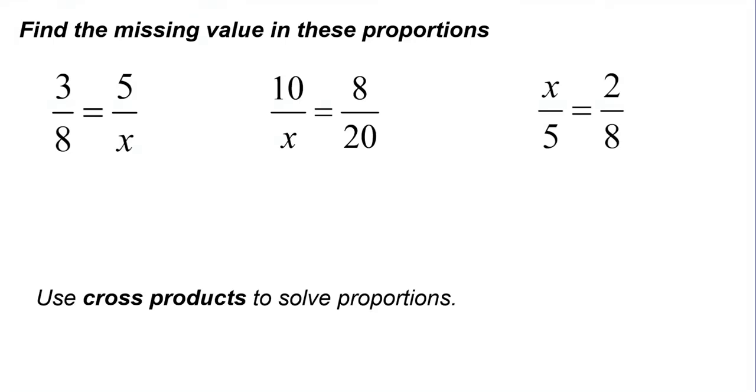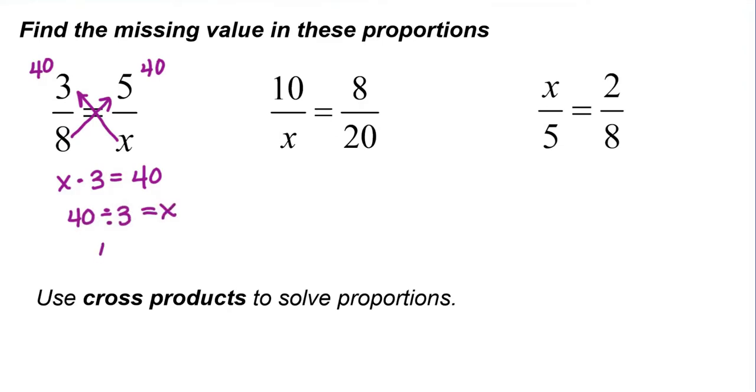So that helps me because I know this cross product is 40. 8 times 5 is 40. So I know that this cross product also has to be 40. So x times 3 has to equal 40. So now I'm thinking, what times 3 would give me 40? Well, to answer that, I'm going to use division. 40 divided by 3 will tell me what x is, and 40 divided by 3 is 13.3 repeating.